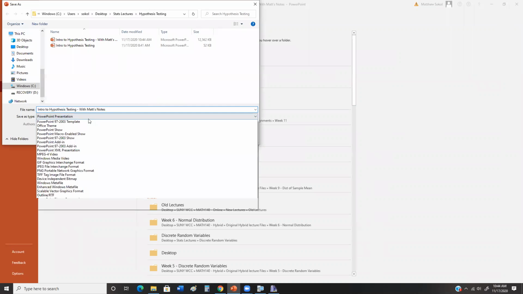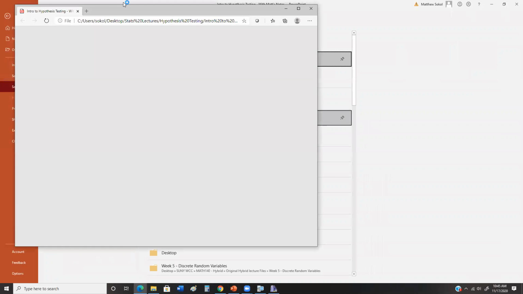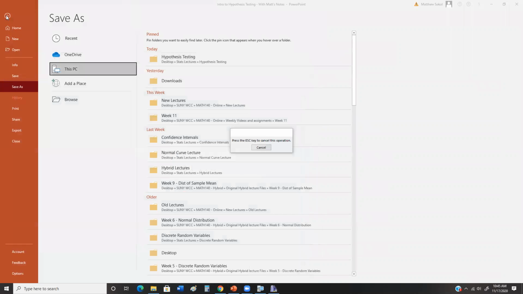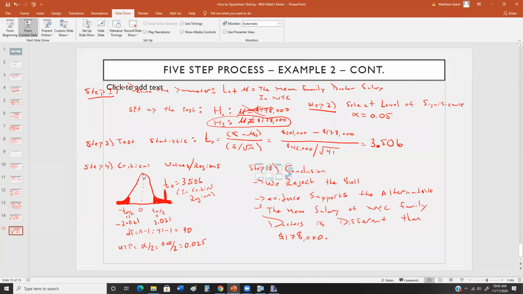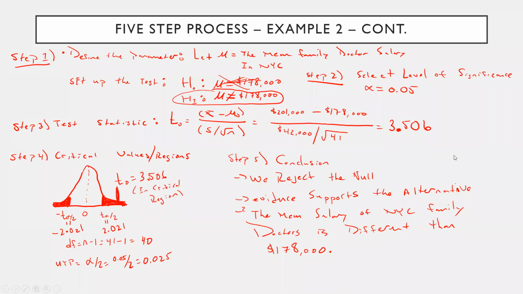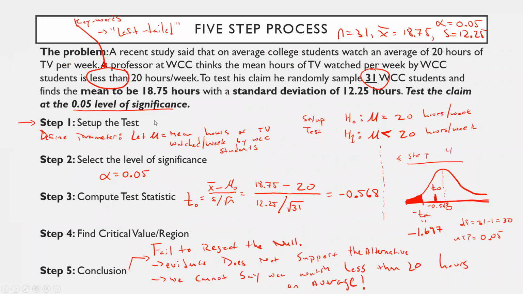I have a question though about the actual math. Is UTP always alpha over 2? Only for a two-tailed test. So if you look back here, it was a right-tailed or left-tailed test. UTP is just alpha. You only do alpha divided by 2 when it's a two-tailed test. Got it. Thanks.